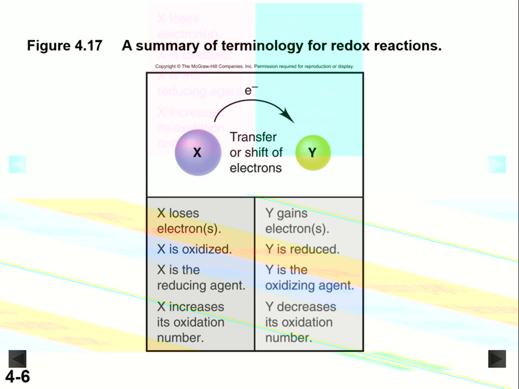Y receives the electrons. So we say Y gains electrons. We would say Y is reduced. Y is the oxidizing agent since it's taking electrons from X and making it get oxidized. And Y experiences a decrease in its oxidation number. It becomes less positive or more negative.